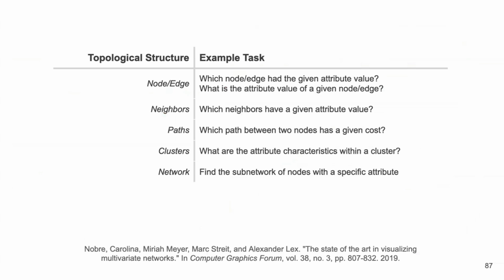This can affect what kind of tasks we want to do in a network. Once we have multivariate data, we can start caring about questions like which node or edge has a given attribute value. If we have weights on paths, for example, we might start thinking about which path between two nodes has a given cost, has less than a given cost, all sorts of stuff.